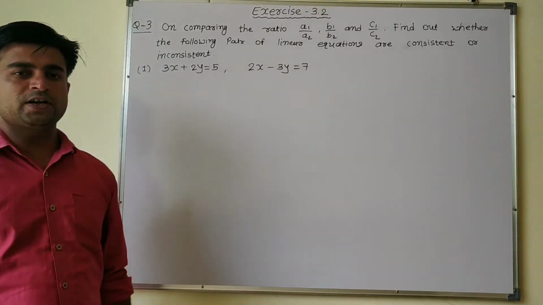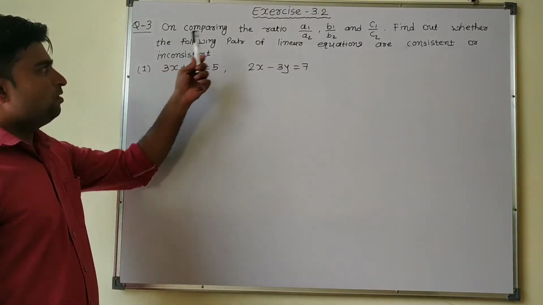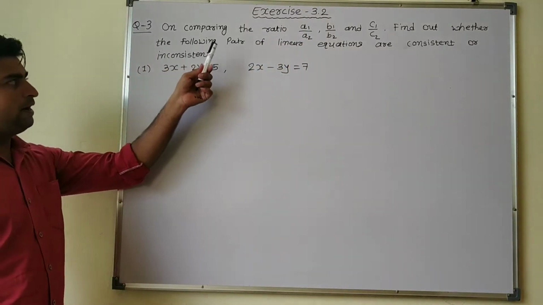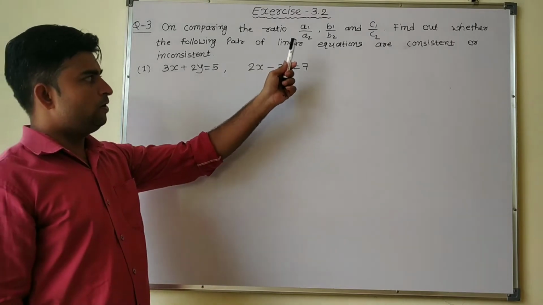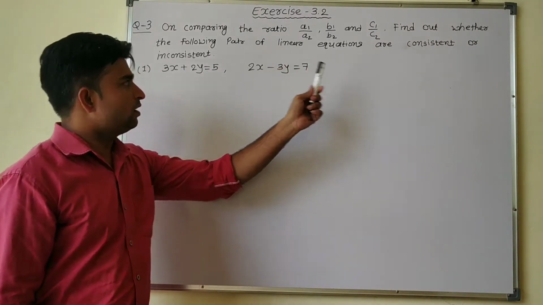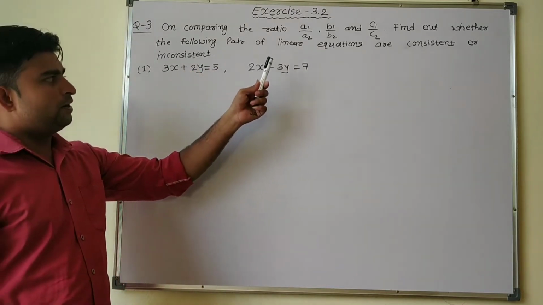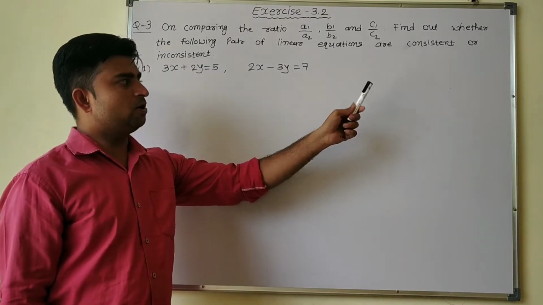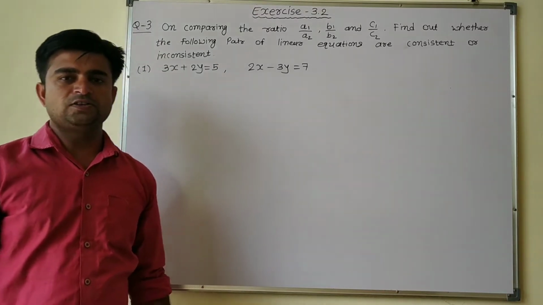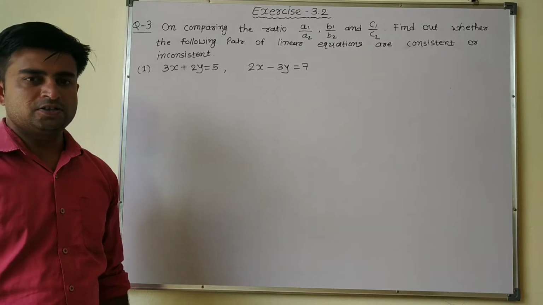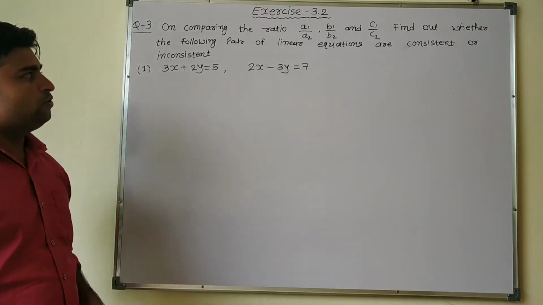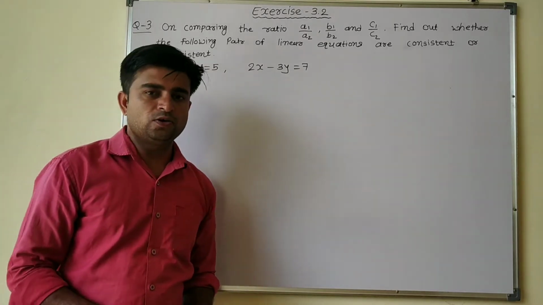So in this video we are going to see question 3 of exercise 3.2. The question is on comparing the ratios A1 upon A2, B1 upon B2 and C1 upon C2, to find out whether the following pairs of linear equations are consistent or inconsistent. So in this question we have to classify the given equations as consistent or inconsistent. For that we have to use the relation between the coefficients.